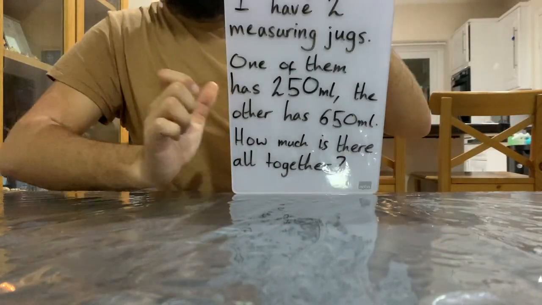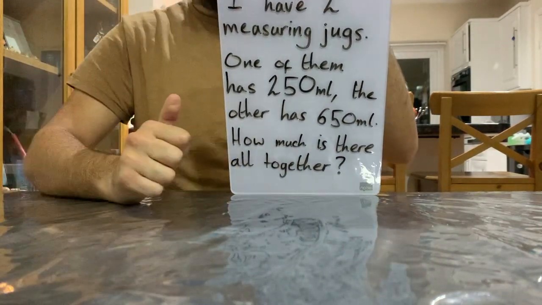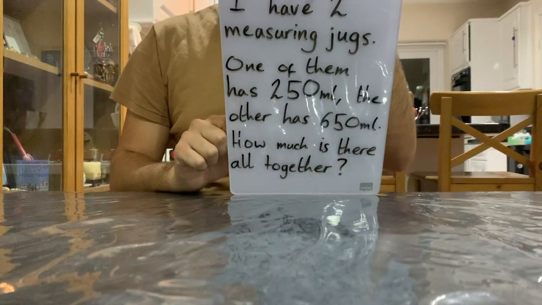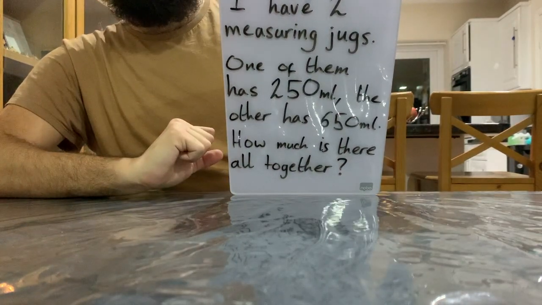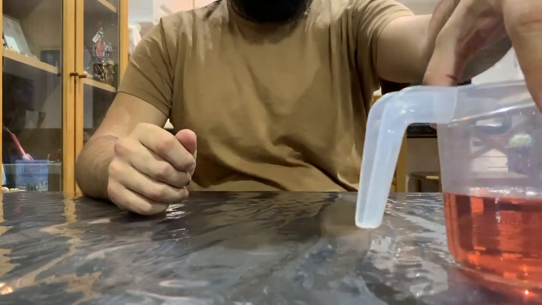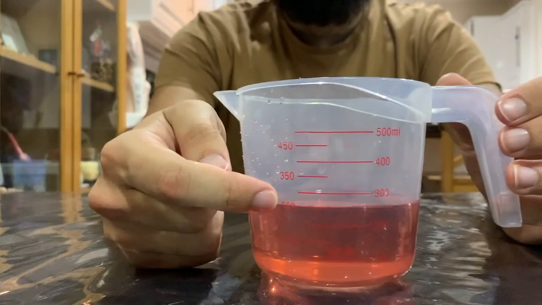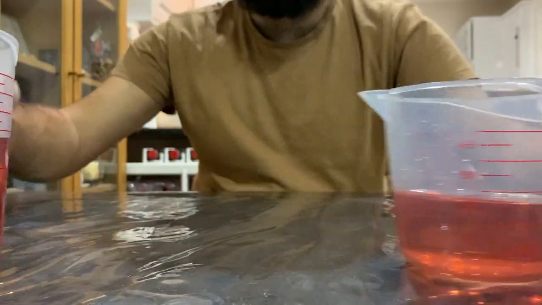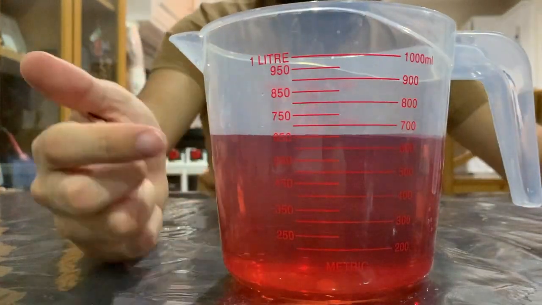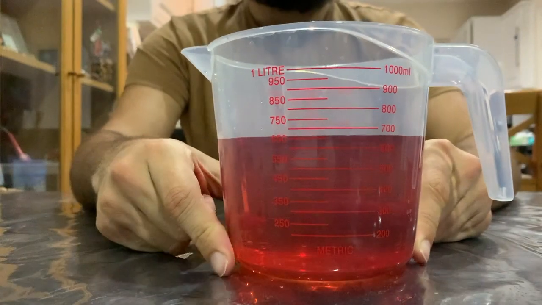Okay, our next question is going to be, I have two measuring jugs. One of them has 250 milliliters and the other one has 650 milliliters. How much is there all together? Let's try and find out. So this is my first one. I've got 250 milliliters in this one. And then my next one, I've got 650. So the question is, how much is there all together?